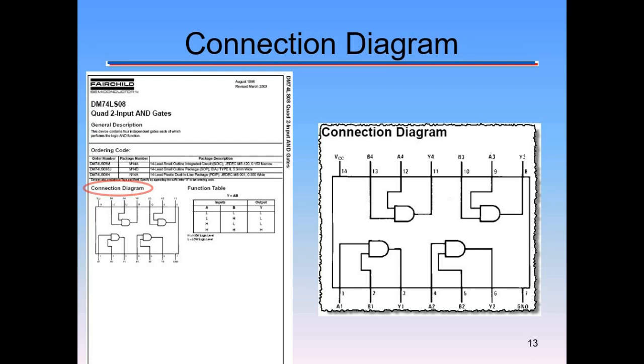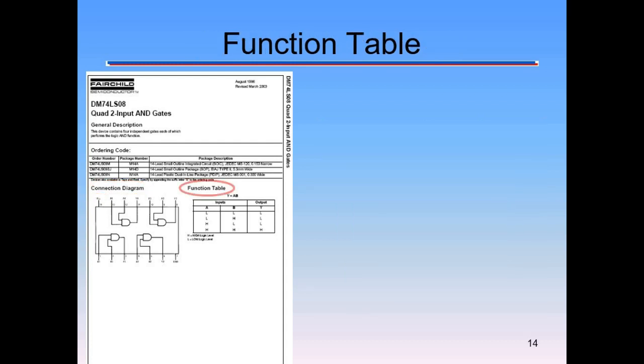This part's very important: understanding which is pin 1, 2, 3, 4, 5, 6, 7, because pin 7 has to go to ground and pin 14 has to go to VCC. This is how I helped you do your breadboarding at first. We know that pin 1 and pin 2 are inputs, pin 3 is an output, pin 4 and pin 5 are inputs, pin 6 is an output. We can see that 9 and 10 are inputs, 8 is an output, 13 and 12 are inputs, 11 is an output. That comes in very handy when you're doing your breadboarding.